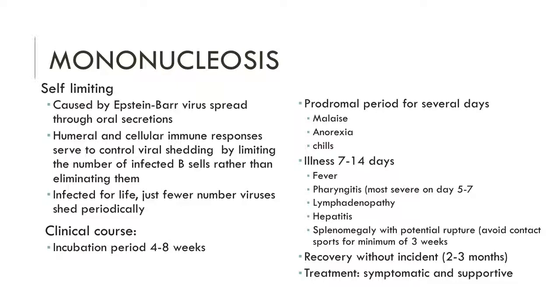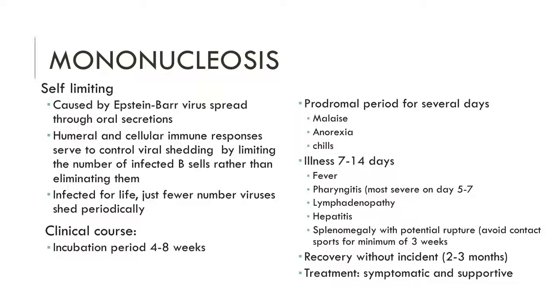Basically, once you're infected with Epstein-Barr virus, it's a herpesvirus. You're infected with it for life. It's in your body forever. And periodically you'll shed the viruses, and they feel like this disease is spread by people that are asymptomatic, that are having these periods where they shed the virus.